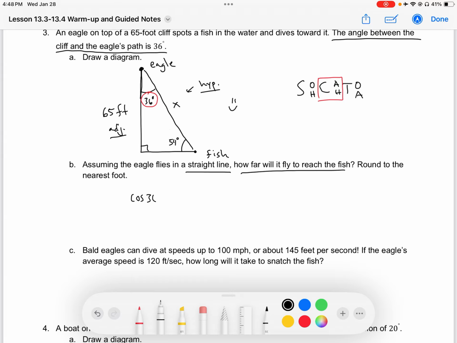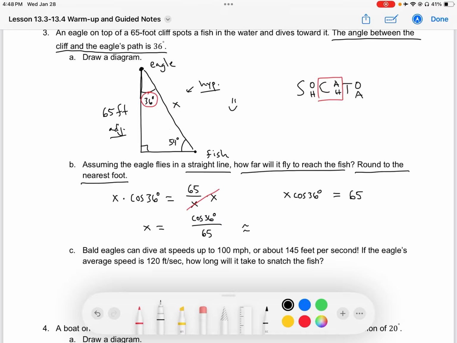So now I can write my equation. Cosine of 36 degrees is equal to the adjacent side divided by the hypotenuse, 65 over x. Now, if I want to get the variable out of the denominator, I can multiply by x. That will give me x times cosine of 36 degrees equals 65, because these x's are going to divide to get 1. And so x is going to be 65 divided by cosine of 36 degrees. I'm going to let you get a decimal approximation to that and round it to the nearest foot.